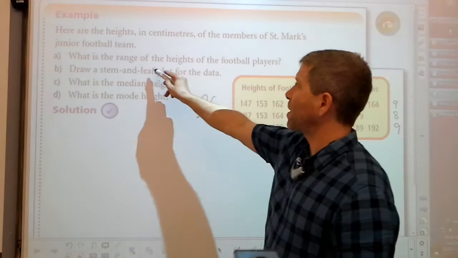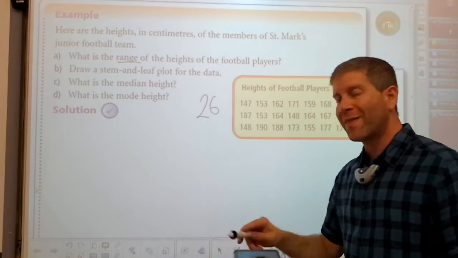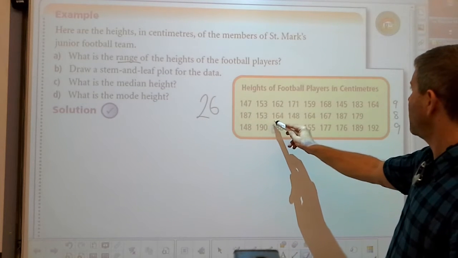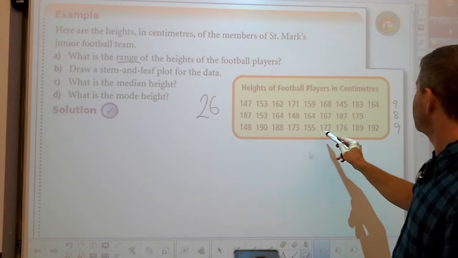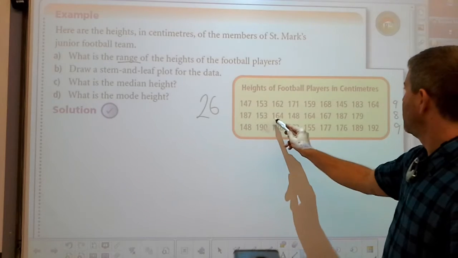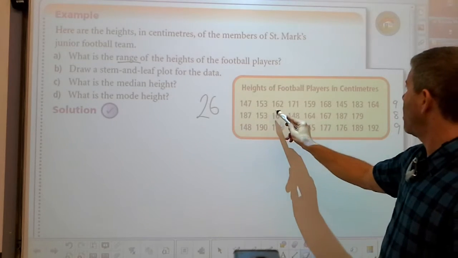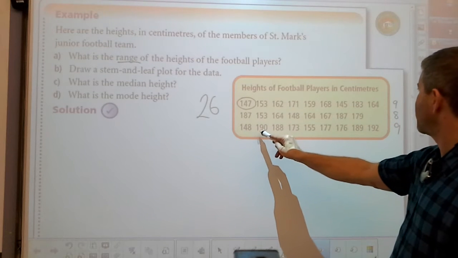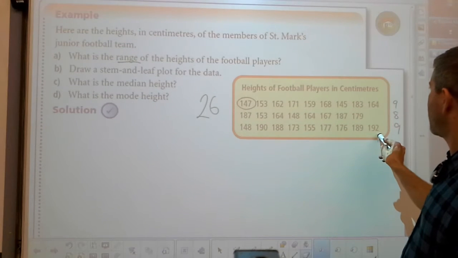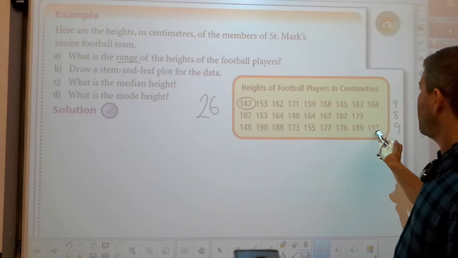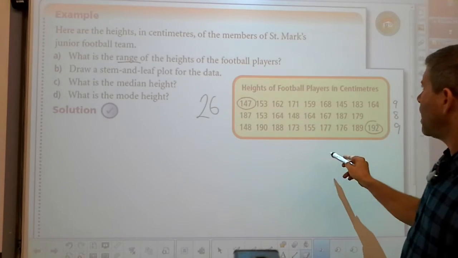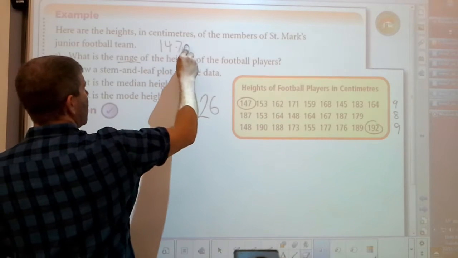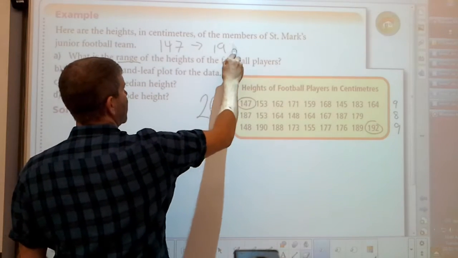And the first thing I want to do is find the range. I want to find the lowest number and the highest number. So let's scan through here, and we will see here 47. Is that my lowest number? Walking around, 147 appears to be my smallest number. And my largest number maybe is 190. No, 192. And yes, so I've got from 147 centimeters all the way up to 192 centimeters.